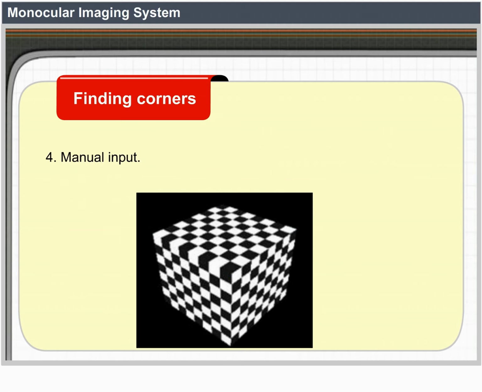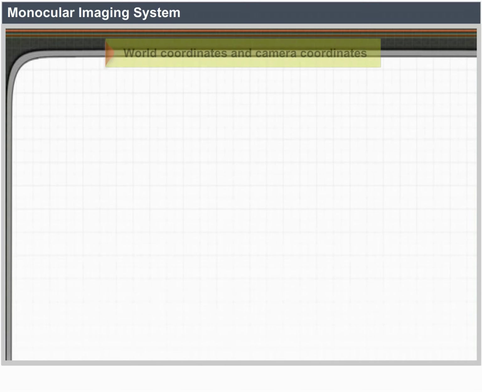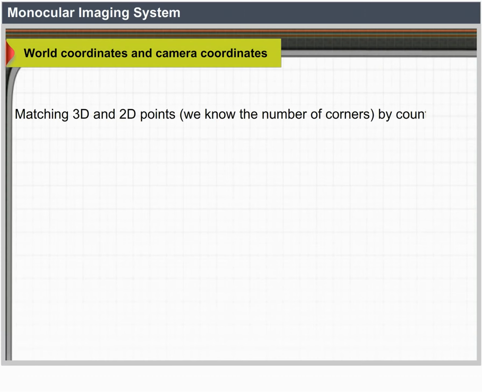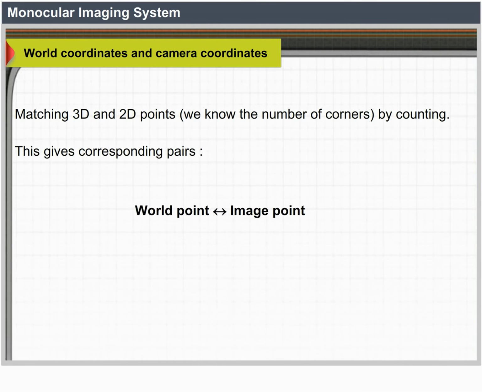Manual input: world coordinates and camera coordinates. Matching 3D and 2D points, we know the number of corners by counting. This gives corresponding pairs. World point corresponds to image point: capital X1, Y1, Z1 corresponds to small x1, y1.